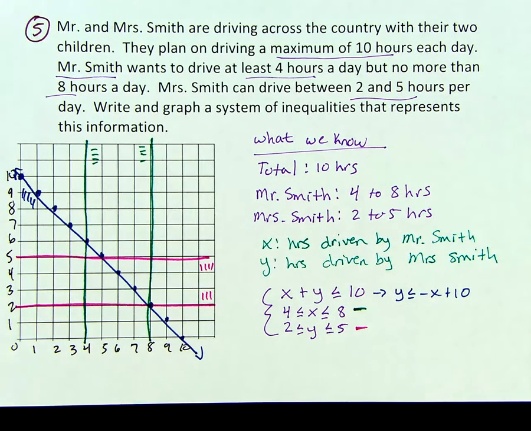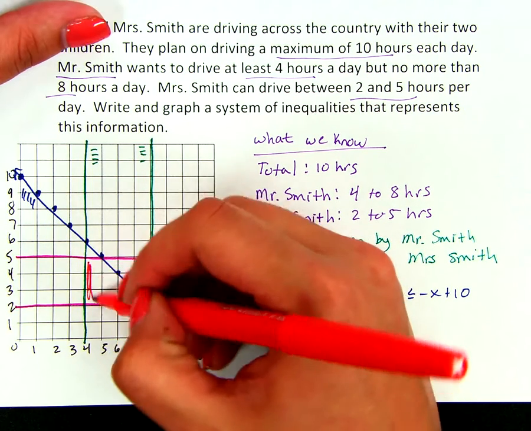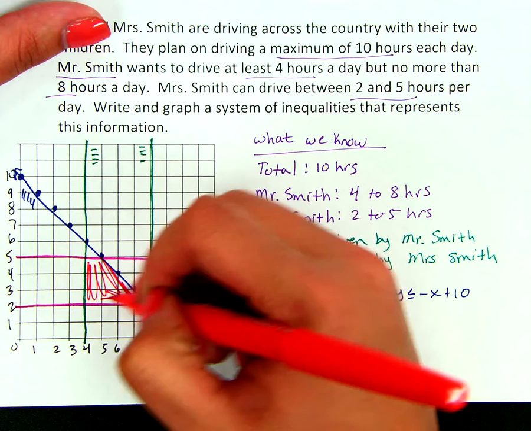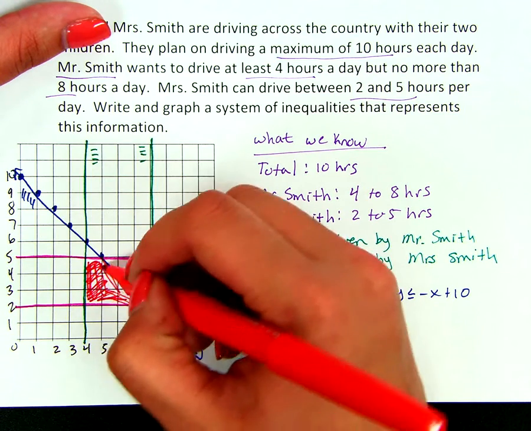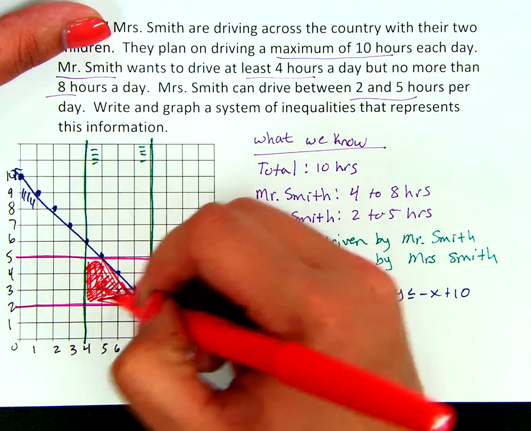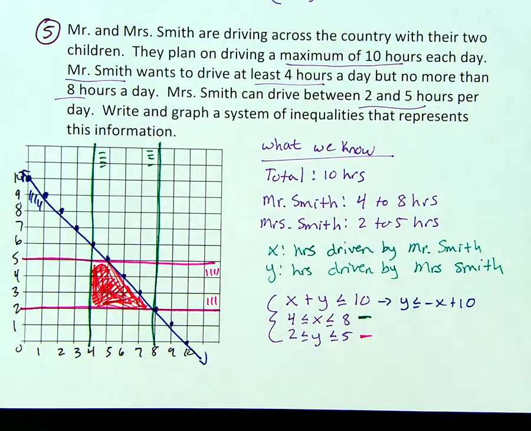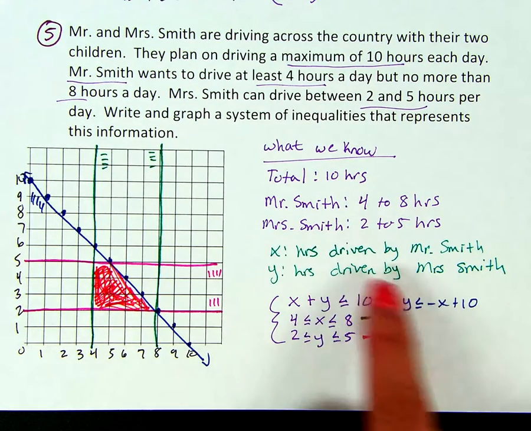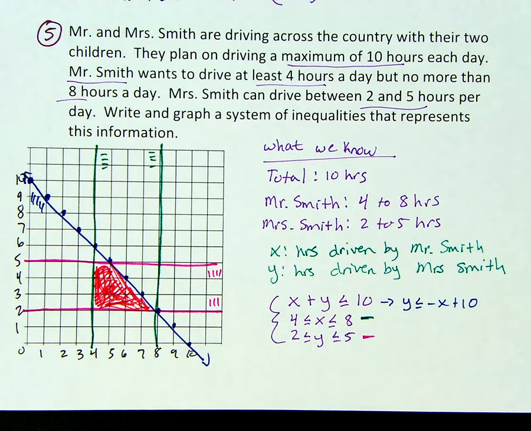So I need to be in between the pink lines, in between the green lines, and below the blue line. So that is going to give us this shape right here. So that's where all our shading overlaps. And we've answered our question because we wrote our system, so that's our system here. And we graphed it, so we are done with the problem.